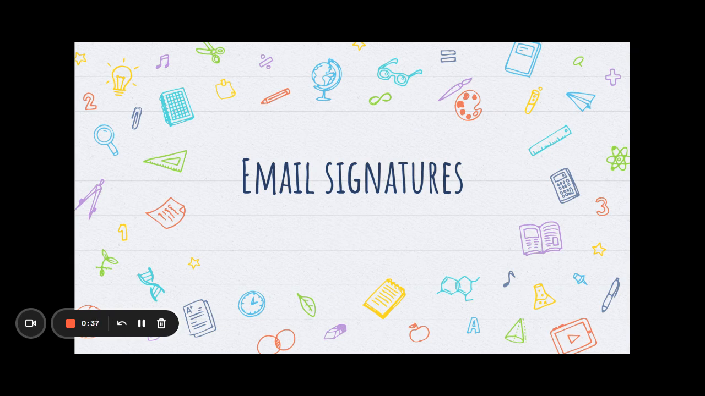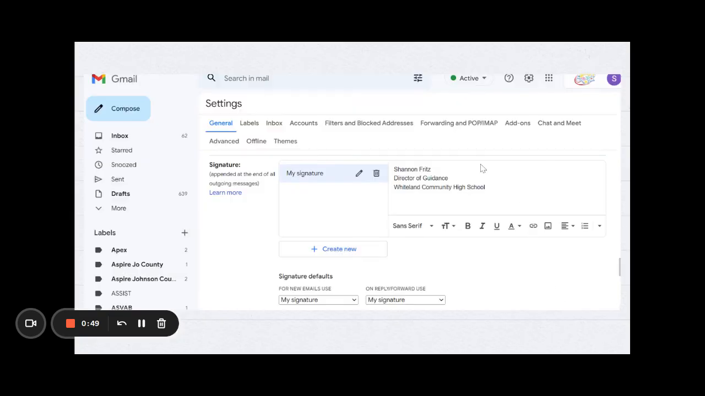Email signatures is that standard line that you can put at the end of your emails so that it always lists your name and maybe some other information. So for example, here is my email signature. It says Shannon Fritz, Director of Guidance, Whiteland Community High School. Every time I send an email, this is what is at the end of it, so I don't have to type my name multiple times.